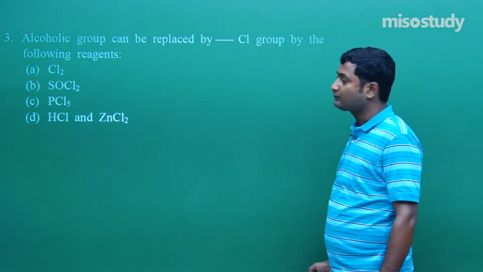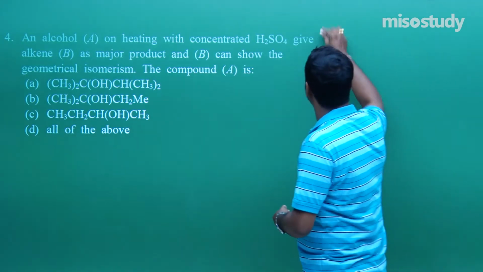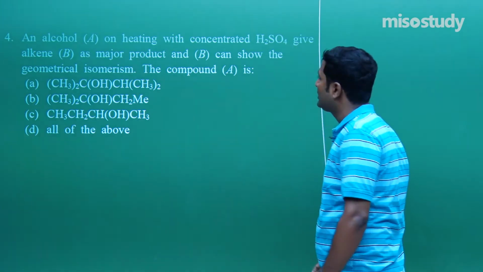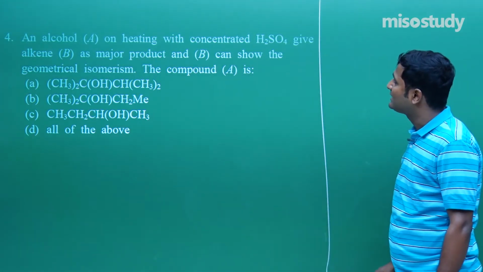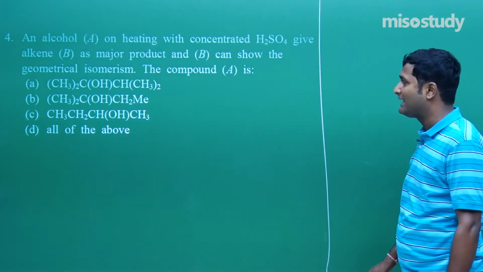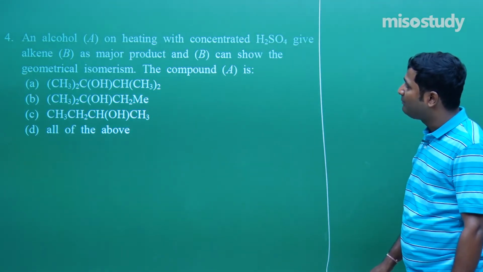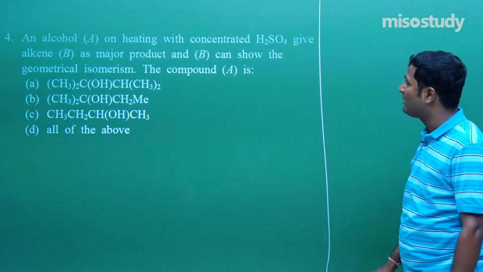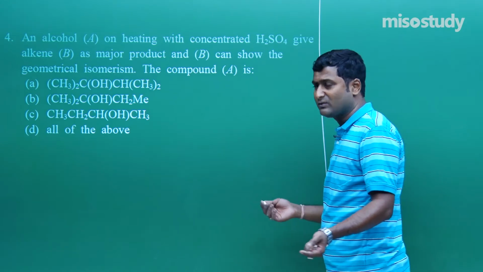Now, let's move to the next question. Read the question carefully, what is given here. The question is: an alcohol A on heating with concentrated H2SO4 gives alkene, okay, as a major product, and B as a major product, and B can show geometrical isomerism. The compound A is definitely an alcohol.